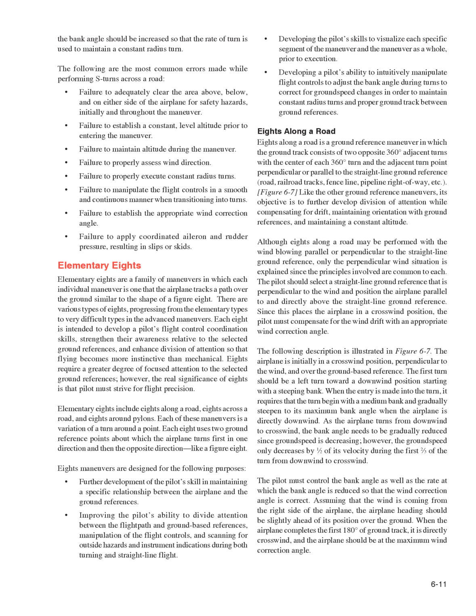The following are the most common errors made while performing S-turns across a road. Failure to adequately clear the area above, below, and on either side of the airplane for safety hazards, initially and throughout the maneuver. Failure to establish a constant, level altitude prior to entering the maneuver. Failure to maintain altitude during the maneuver. Failure to properly assess wind direction. Failure to properly execute constant radius turns.